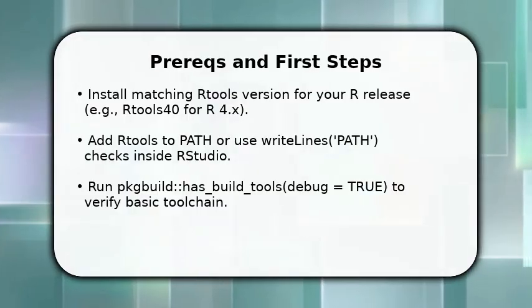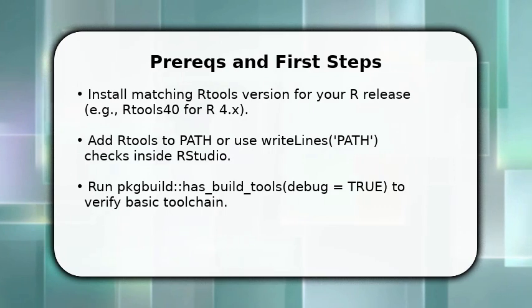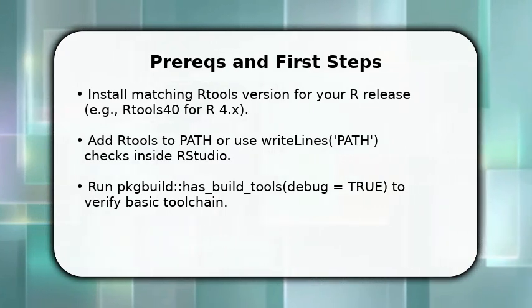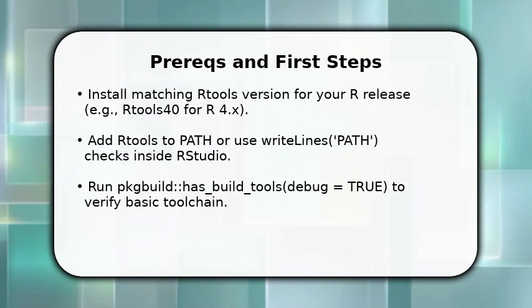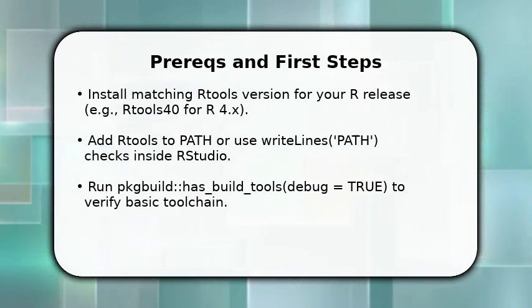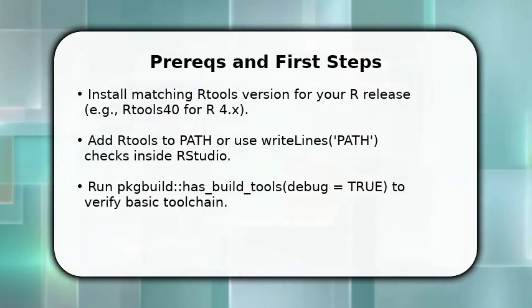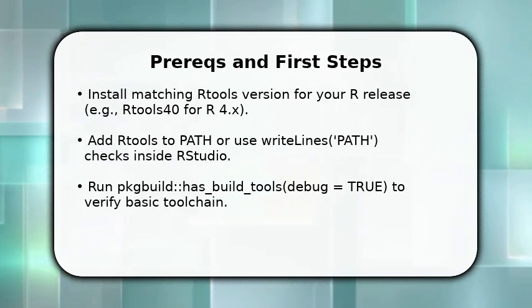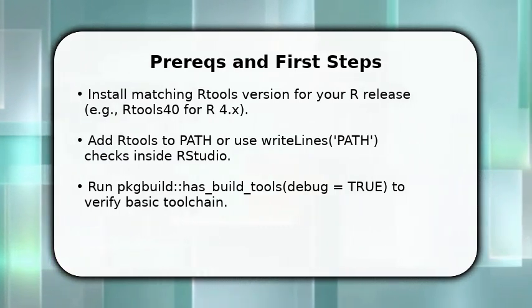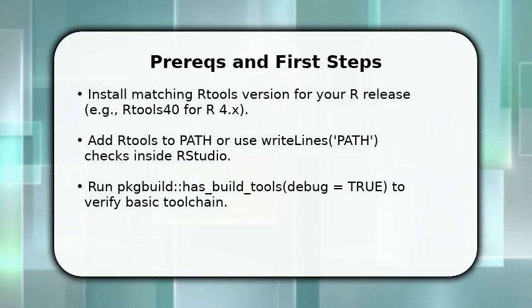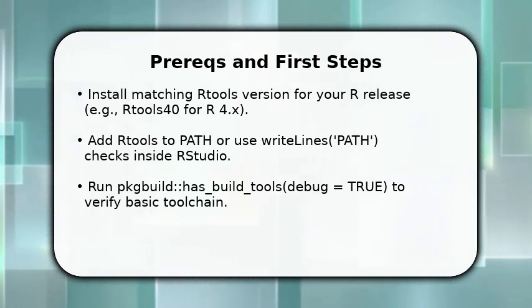You start by confirming prerequisites and then act. Install the Rtools release that matches your R version, and immediately add its bin folder to PATH so RStudio can see GCC and make. Once done, open R and run pkgbuild::has_build_tools(debug = TRUE) to get actionable diagnostics.